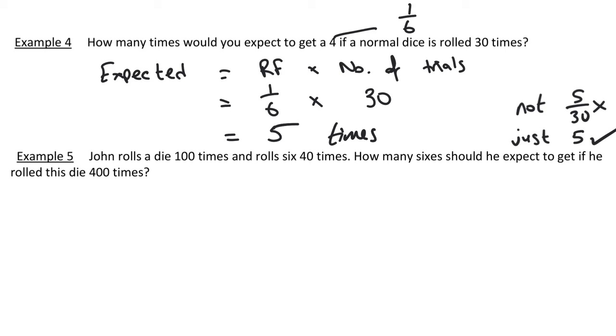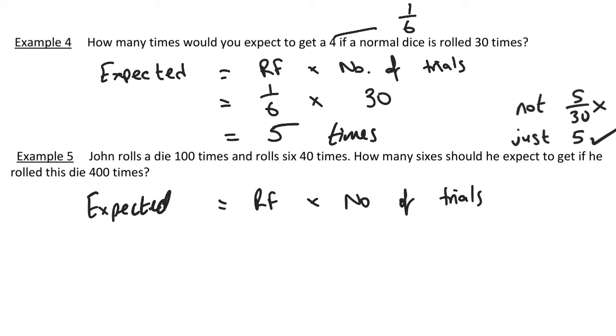John rolls a die 100 times and rolls 6 40 times. How many 6 should he expect to get if he rolled a die 400 times? Well, the expected number, again, is equal to the relative frequency times by the number of trials. So the number of trials was 400 times, and the relative frequency is the number of times that he scored out of the 100.